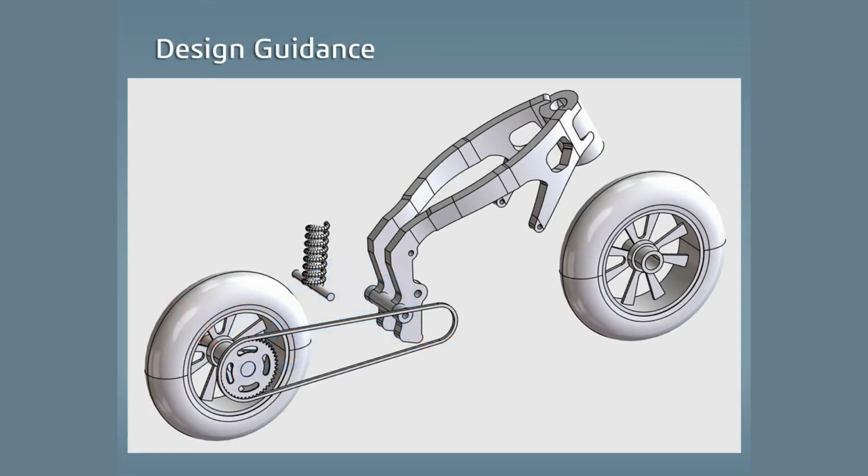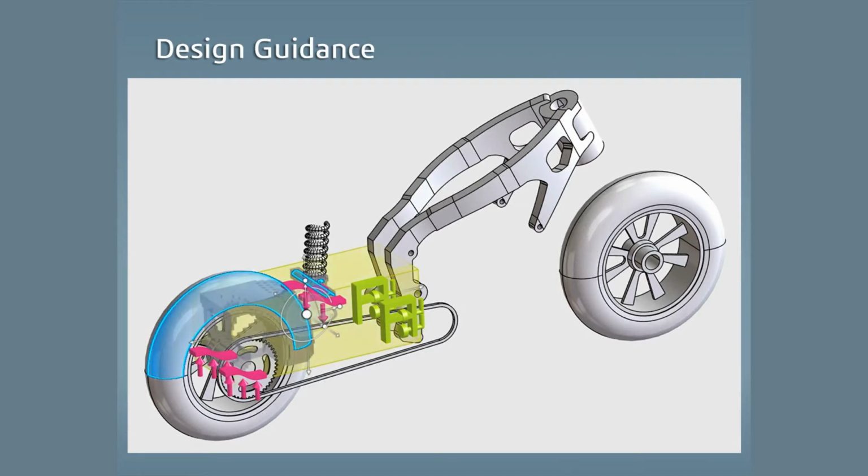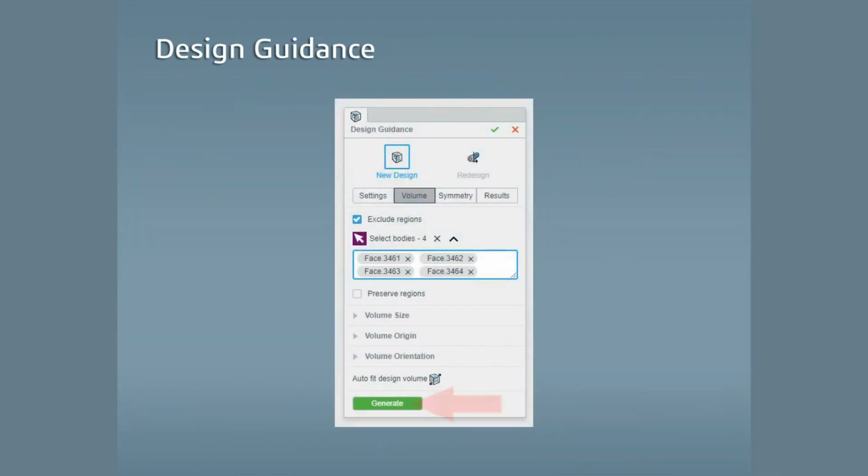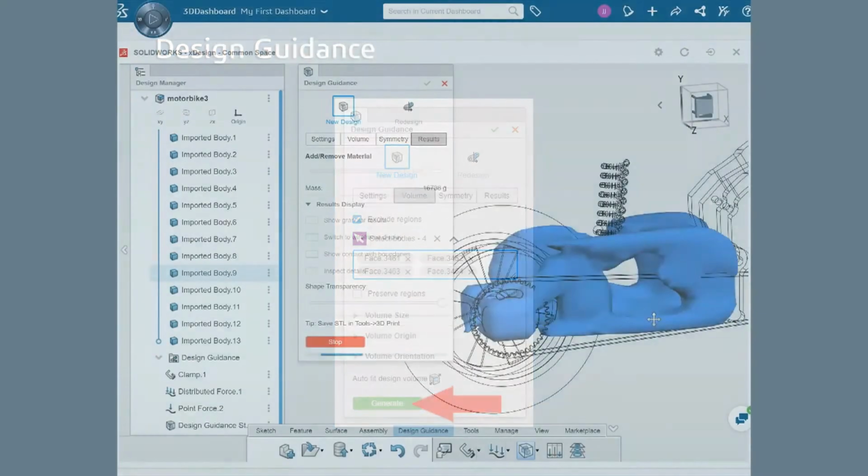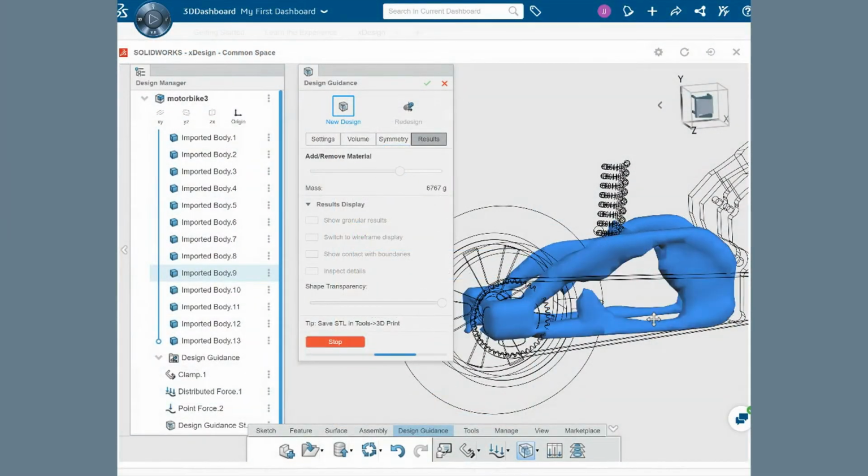In order to generate geometry using design guidance, you'll need to set up three key components: adding restraints, applying forces to existing geometry, and setting a build volume for the size of the generated geometry. Once these are set, you can click Generate, and xDesign does all the work generating the geometry. This is an iterative process that takes a few minutes to complete and results in truly unique geometry designed specifically for your model.